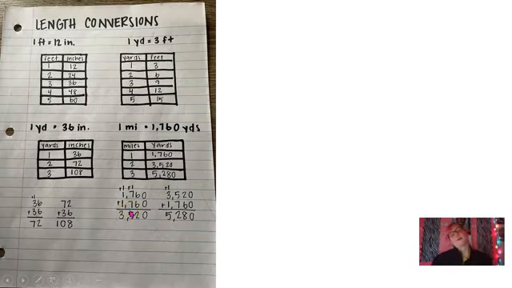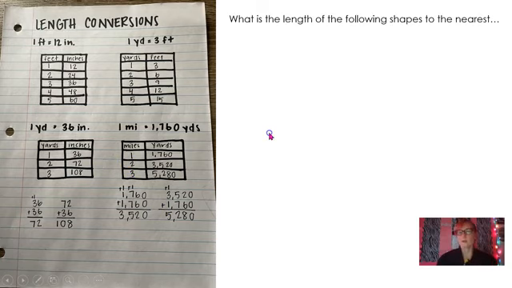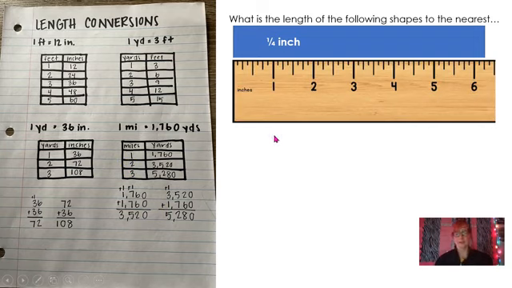The last topic that we are going to cover is length. The length is the distance between one point and another. And we have a lot of conversions that you went over with Miss Okert. But we also practiced using a ruler to find the length of some items.